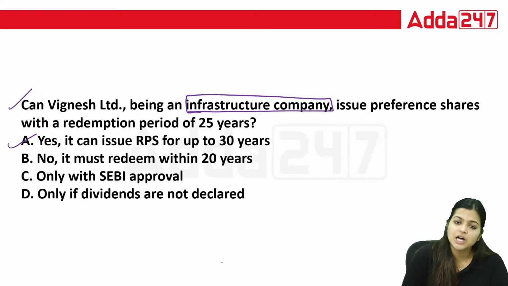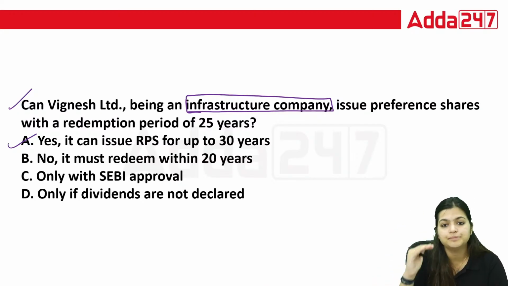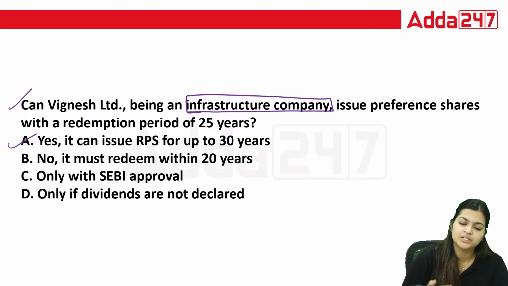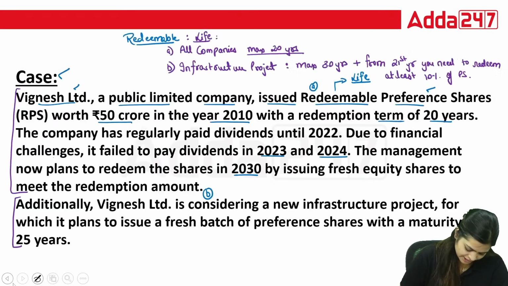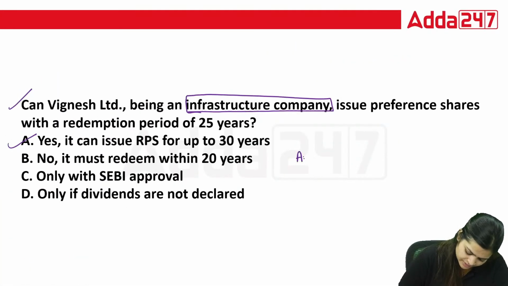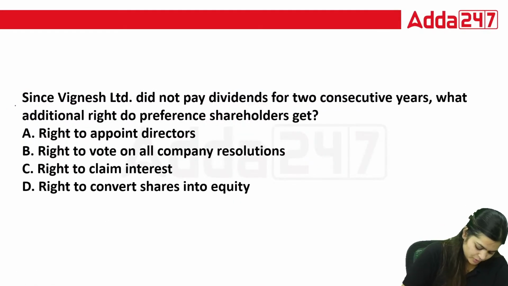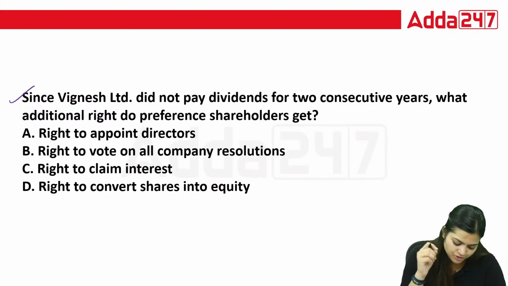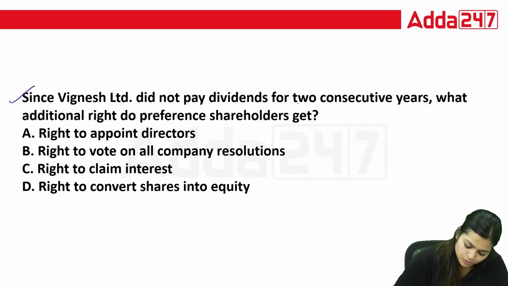Because now you are an infrastructure company, you are doing an infrastructure project, so you can issue up to 30 years. So 25 years is less than 30 years, so you can do it. Okay. Coming to the next question now. So for this, your answer is A. Now, coming to the next question. Since Vignesh Limited did not pay dividends for 2 consecutive years, what additional right do preference shareholders get?